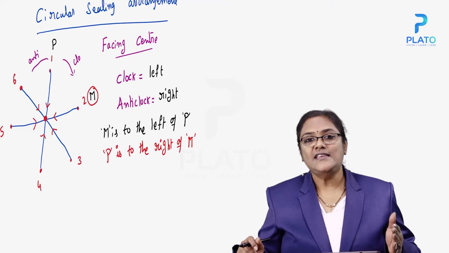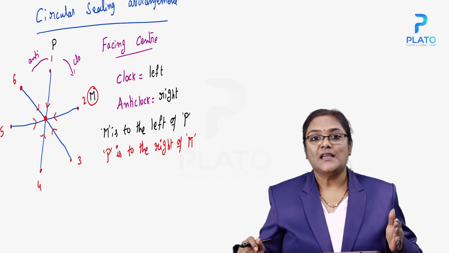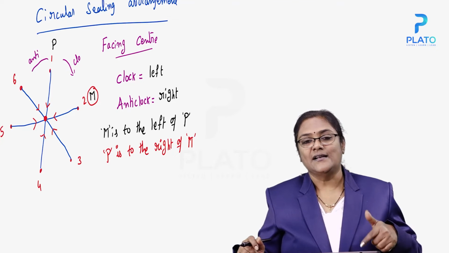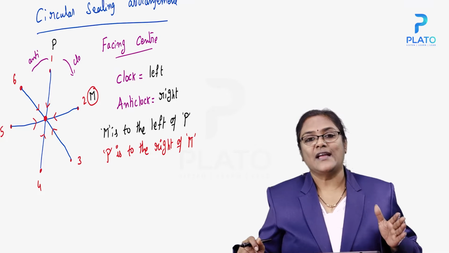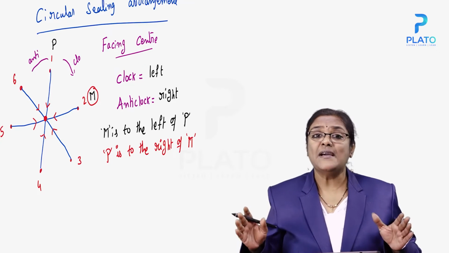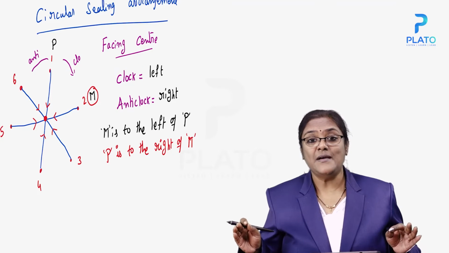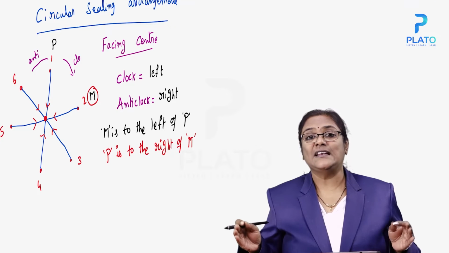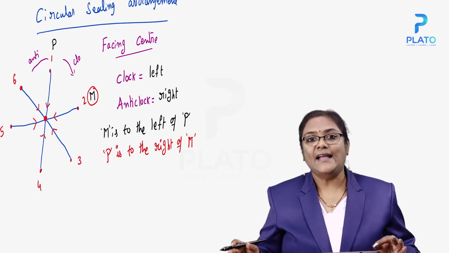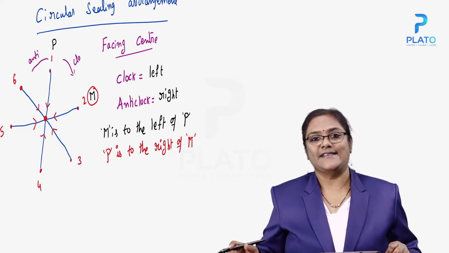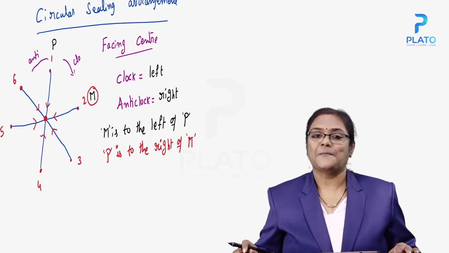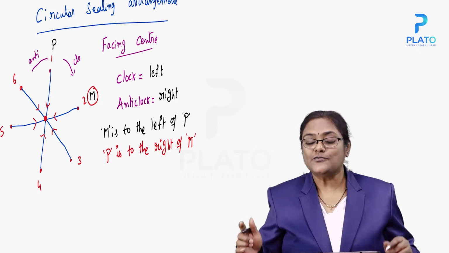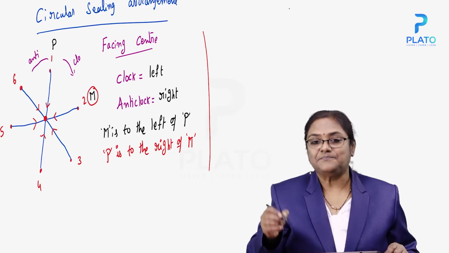If you are given something like A is to the right of B, then in the circular arrangement, when the number is not given, you can understand it is immediate. If he mentions, it's very fine. If he doesn't mention, then you have to understand by default immediate. Am I clear on this point? Great.